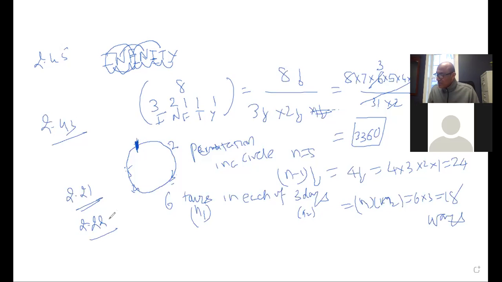Now, it's based on the blood group. How many blood groups are there? AB, A, B, and O. So AB plus AB minus, A plus A minus, B plus B minus, O plus O minus. That means there are 8 types of blood groups.